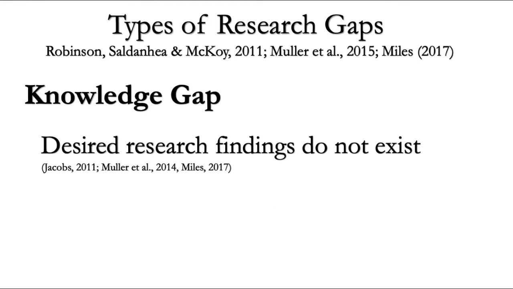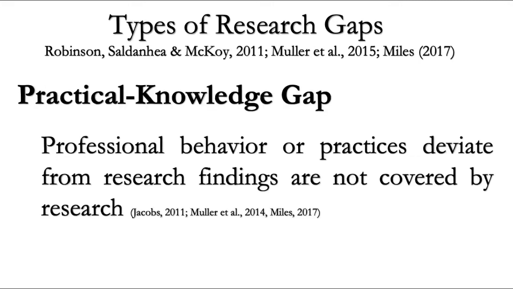What about knowledge gap? A knowledge gap exists when the desired research findings do not exist. The other type of research gap is a practical knowledge gap. This type of research gap is also called an action knowledge gap.